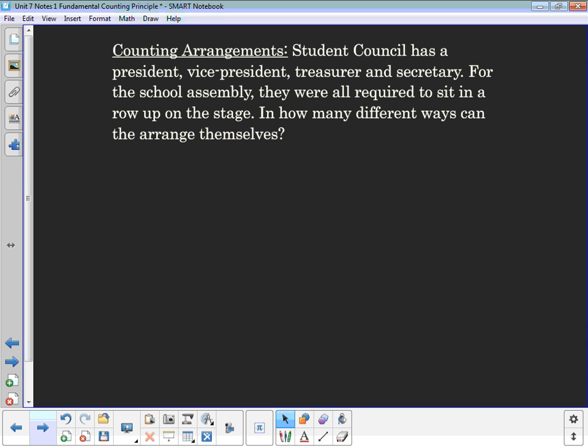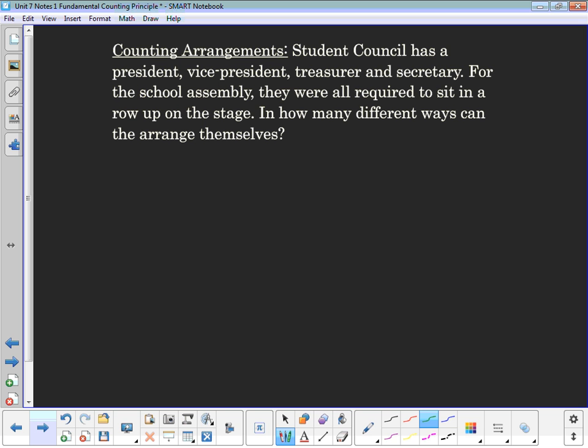All right, let's move on to number 4. Counting arrangements. We have president, vice president, treasury, and secretary, and we are supposed to figure out in how many different ways they can arrange themselves at the assembly. They have to all sit together in 4 seats, and we're going to try and arrange them in a certain way.